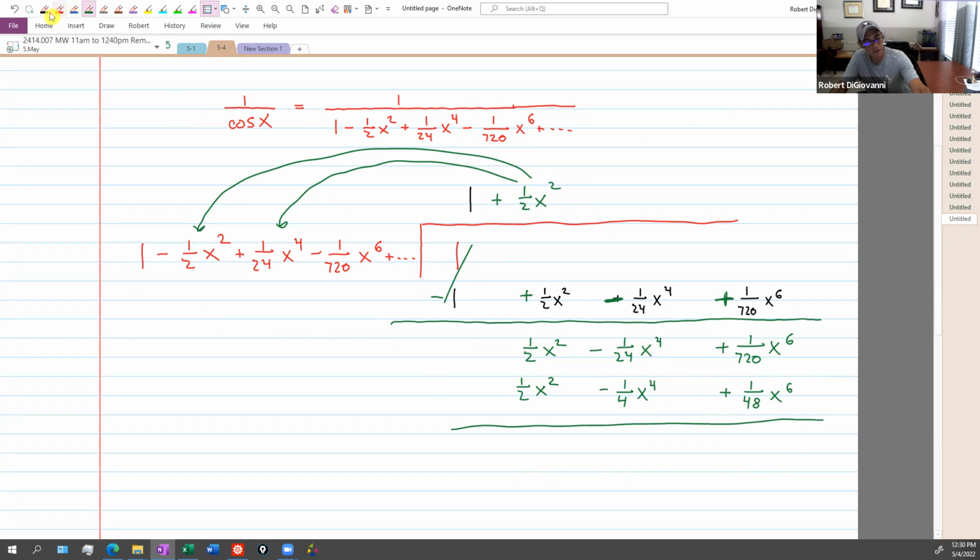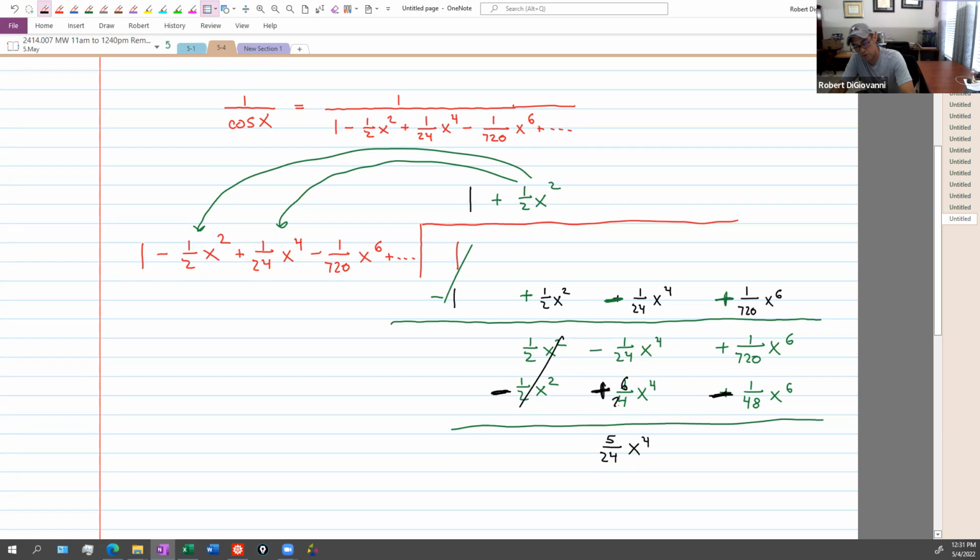Let me keep going. Subtract this, which changes the signs. Come down again, these go away. Oh, crap. I need a common denominator here. So negative 1 over 24 plus 1 over 4. Common denominator is 24. 6. That should be 5 over 24 x to the 4th. You could do that with enough time, right? You could figure that out.